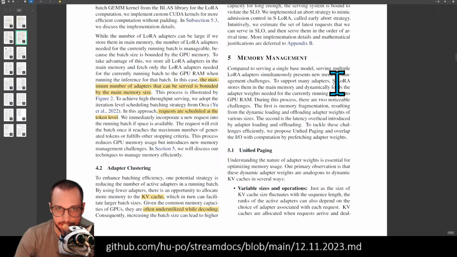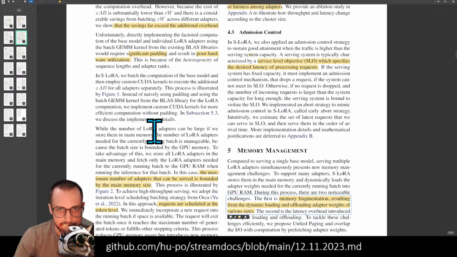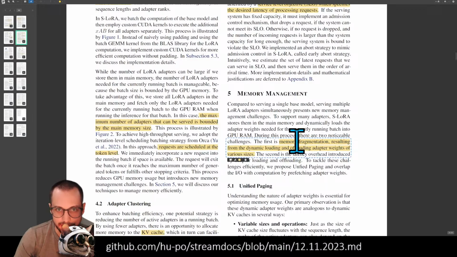To support many adapters, S-LoRA stores them in the main memory and loads them into GPU RAM. There are two noticeable challenges. The first is memory fragmentation, resulting from the dynamic loading and offloading of adapter weights in various sizes. I think they've mentioned this a couple of times, but here they're talking about memory fragmentation.